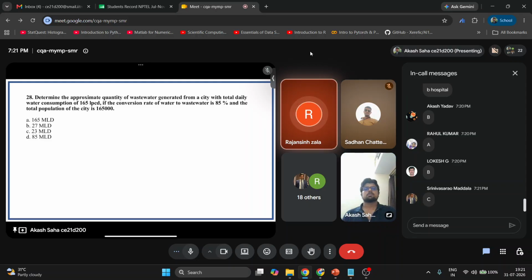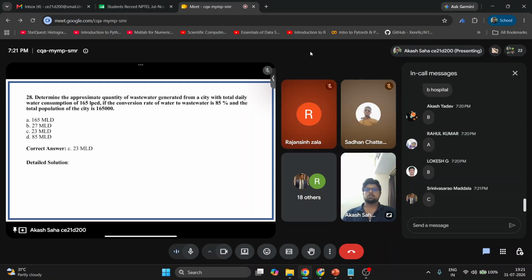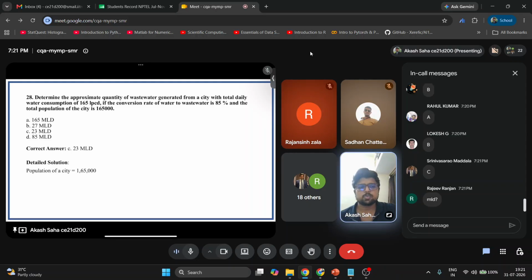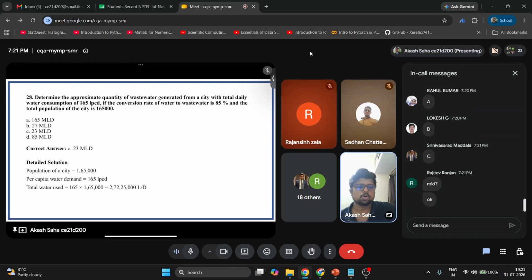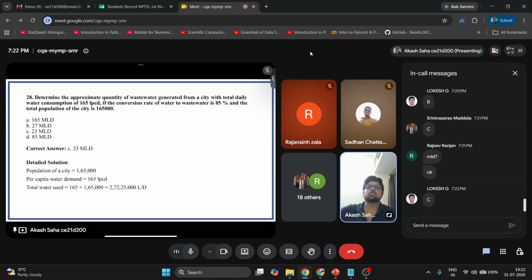23 MLD. Yes. So if you see the population is 1,65,000. You have to find in MLD, million liters per day. Per capita is 165 LPCD. So total water consumption is 165 into 1,65,000. That is somewhere around 2 crore 72 lakhs 25,000 liters per day.